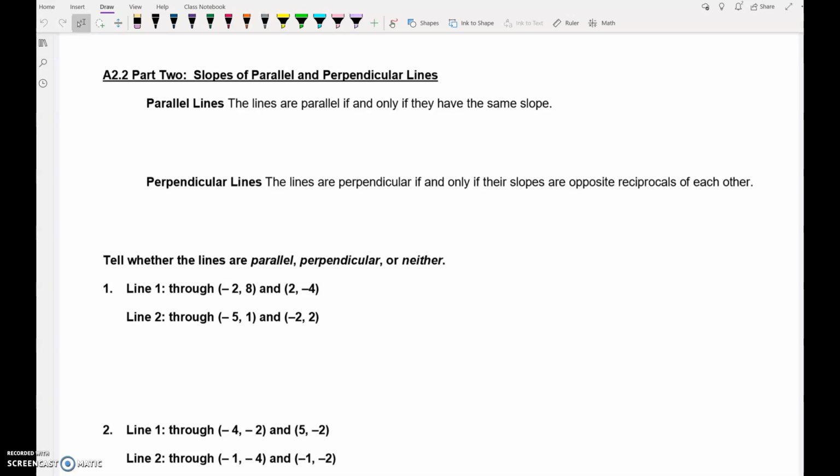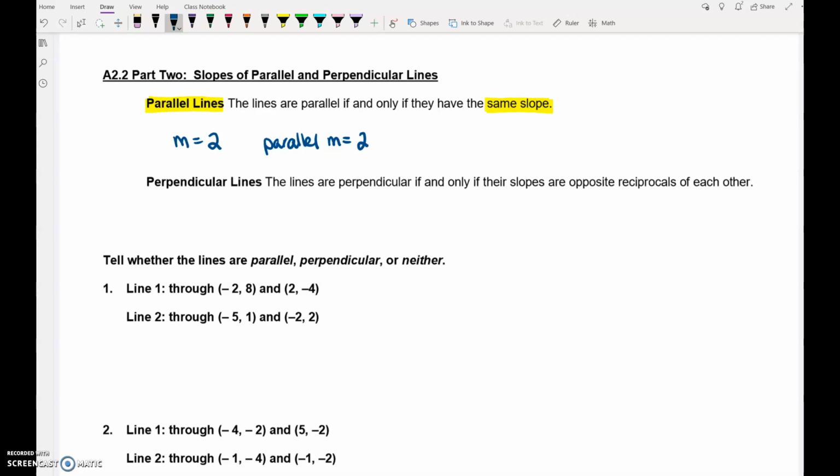Today we're going to talk about parallel and perpendicular lines. Parallel lines have the same slope. So if one line has a slope of 2, a parallel slope would be what? 2. If a line had a slope of 1/2, then a line parallel to that would have a slope of 1/2. Whatever the slope of the first line is, the second slope must be exactly the same.